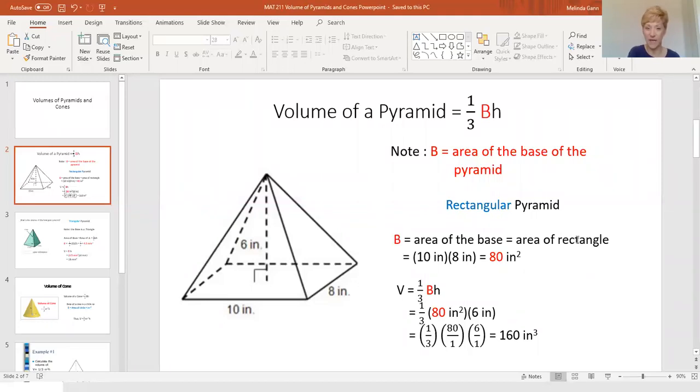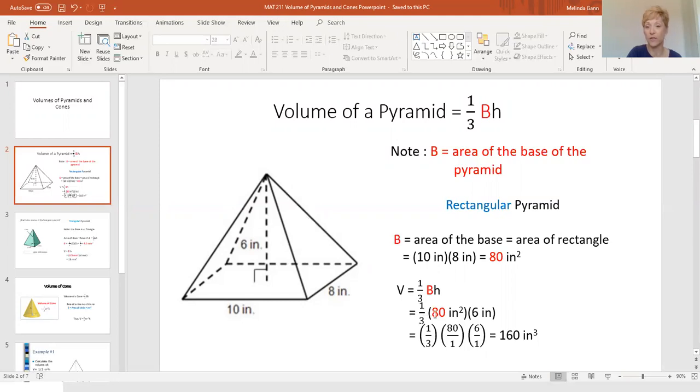How do you find the area of a rectangle? Don't you do length times width? So the area of that rectangle on the bottom is 80 square inches. So all I did, just like with prisms, I replaced that B with those 80 square inches. This H is the height of the whole pyramid. So look how tall that pyramid is. We're talking about from that apex on the top down to the base, perpendicular to the base. And see, they have a right angle right here to remind you that it's got to be perpendicular. It's 6 inches from this highest point straight down to this base. So that's why 6 inches goes there.